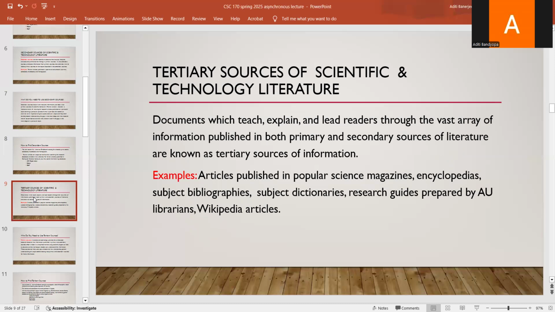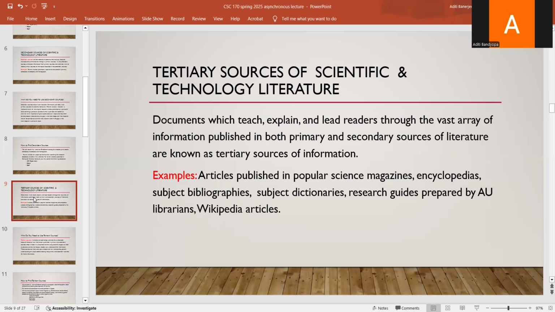Now, we will learn about tertiary sources of science and technology literature. Tertiary sources get their information from both the primary and the secondary sources of literature.